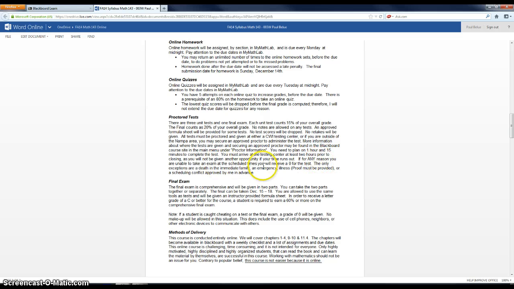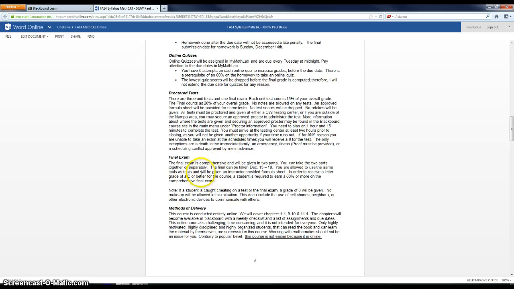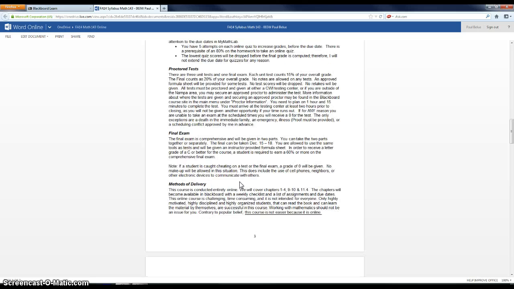If for any reason you are unable to take an exam at the scheduled time, you will receive a 0 for the test. The only exceptions to this are death in the family, an emergency, or illness, and you must provide proof. Also, if there is a scheduling conflict with the testing times, if you talk to me in advance, I can work out a different time for you to take the test. The final exam will be December 15th to 18th. Again, you need to get a 60% or greater to get a C or better in the course.